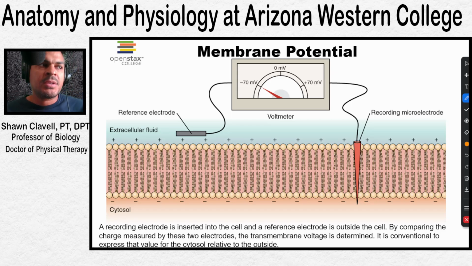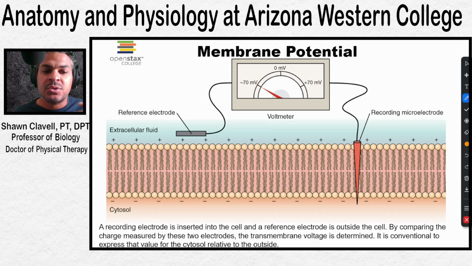Okay, welcome back to Anatomy and Physiology. Today I'd like to talk about the concept of membrane potential and how that can lead to an action potential. And so we'll start with the concept of a membrane potential. A membrane potential is a distribution of charge across a cell membrane, and it's usually measured in millivolts.